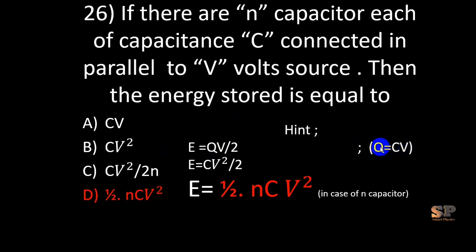देयरफॉर वी हैव टू पुट क्यू द वैल्यू ऑफ क्यू, then E will become CV square divided by 2, but here we are talking about n capacitor, therefore we have to multiply n with this equation. Therefore, energy stored in capacitor will be equal to 1 over 2 NCV square. लिहाजा हमारे पास दुरुस्त ऑप्शन डी है, which is the required answer.